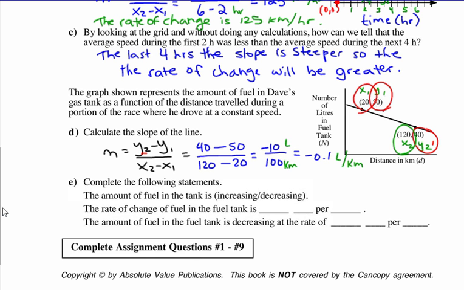So we'll complete the following statement. The amount of fuel in the tank is, because it's a negative rate of change, it's decreasing. The rate of change of the fuel is negative 0.1 liters per kilometer, or you could say the amount of the fuel is decreasing at a rate of 0.1 liters per kilometer.